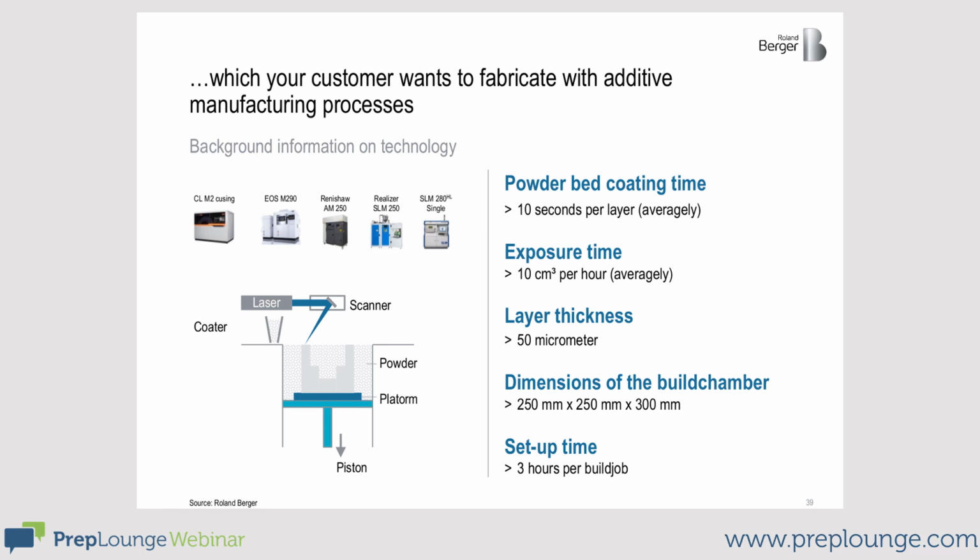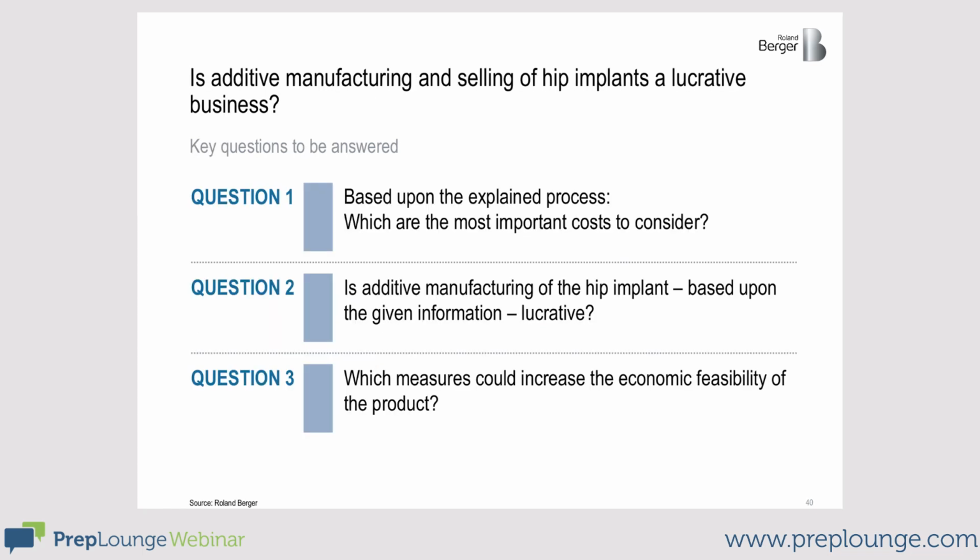Now, we know that the sales price of the product is around 300 euros. So the question is, can I offer 3D printed hip implants for 300 euros and cover my costs plus a certain margin? So are my costs smaller than 300 euros? To break it down a little further, the following two questions should be: what are my most important cost drivers? Because when I focus on the costs, there are many cost elements during the manufacturing process that I need to consider.